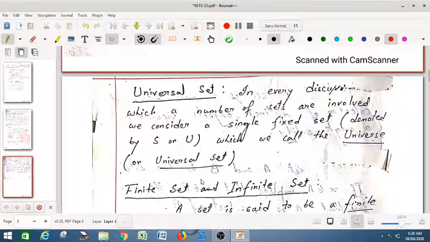Universal set. A universal set is a fixed set. In any discussion involving sets, if a single fixed set is involved, that set is said to be the universal set. Suppose we are talking about a planetary system. Our universe, with planets and all the stars as part of it, is the concept of the universal set. We take a fixed set as a father or mother set, and all the other sets are its subsets. So that is the concept of universal set.